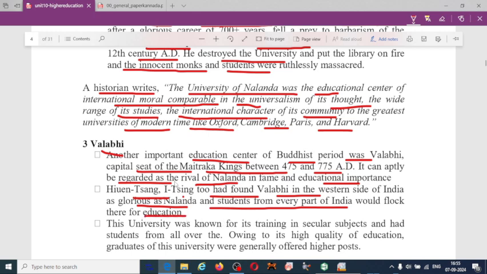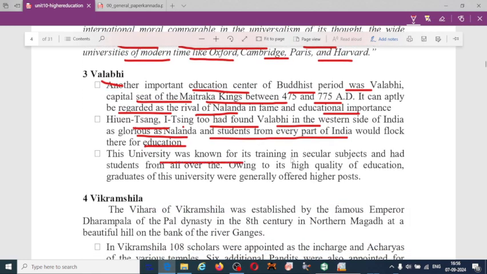So first comes the Takshashila, next Nalanda, and then plays role of Vallabhi, which also attracted the pupils from different parts of India. This university was known for its training in secular subjects and had students from all over the different parts. A higher quality of education, graduates of this university were generally offered high posts.